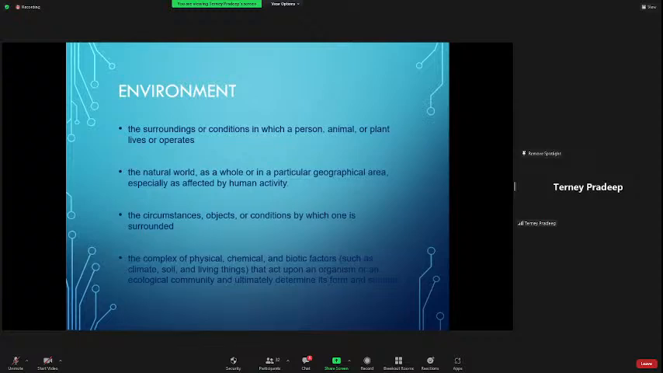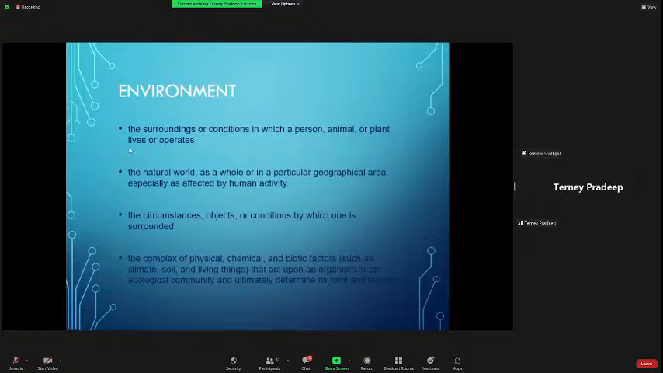And most of the time, we are surrounded by our environment, right? And we have physical, chemical, and biotic factors. Biotic factors are animals, as I told you earlier, plants and animals. That's our environment. So if I very simply say, where we live is our environment, right? What is surrounding us is our environment.